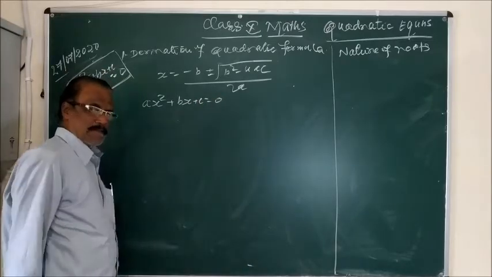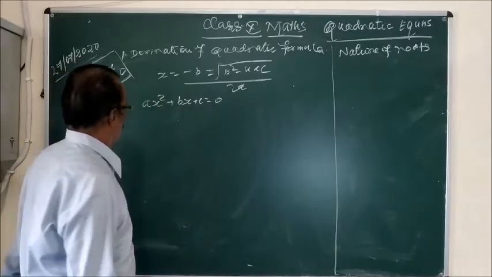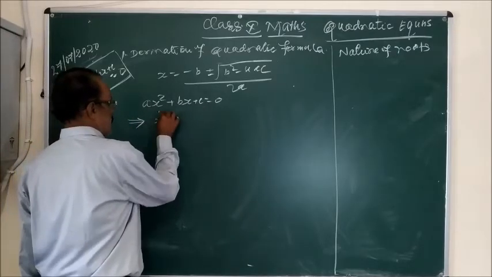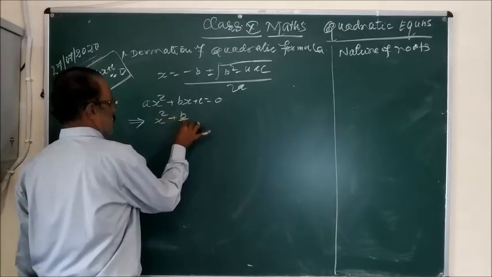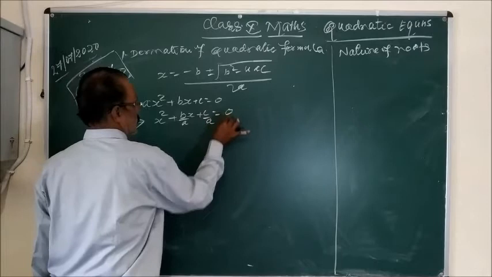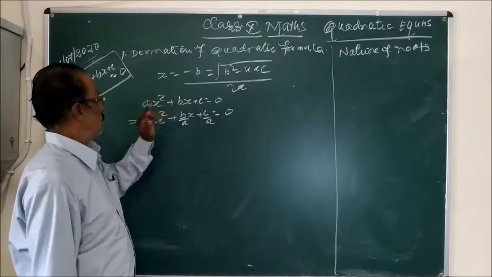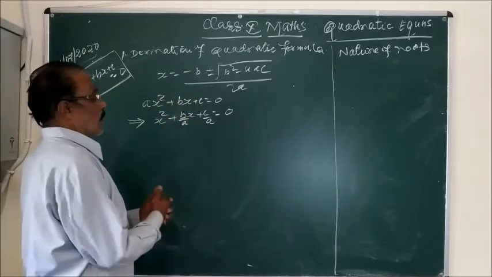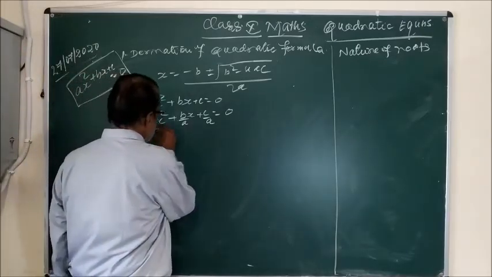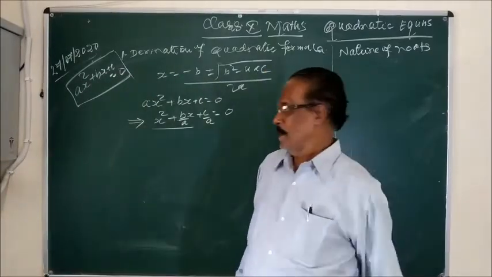Now step number 1, we try to remove a. What will you do? You divide both sides by a. So this will be x squared, and this will be b by a x, plus c by a is equal to 0 by a, which means 0. So in step number 1, we have divided the general form of the quadratic equation by a. Now we try to obtain it by the method of completing the square.